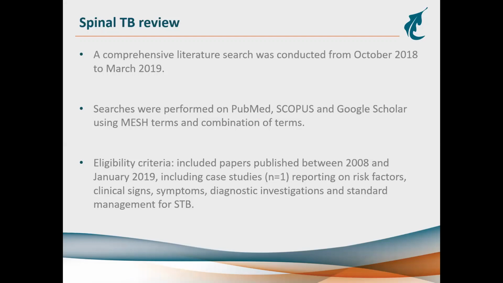So the eligibility criteria of the papers that we included was that the papers had to be published between 2008 and January 2019. It included case studies, so N=1 studies, as well as case series, which were then handled as a single case study. And all of these had to report on the risk factors, clinical signs, symptoms, diagnostic investigations, and the standard management of spinal TB.